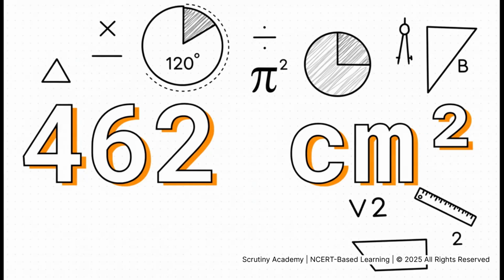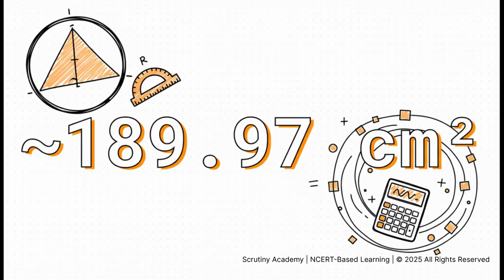First up, we calculate the area of the whole sector. We use our formula, right? So that's 120 over 360 times pi times 21 squared, which gives us 462 square centimeters. Okay, step 1, done. All right, step 2 is finding the area of that triangle that's sitting inside the sector.